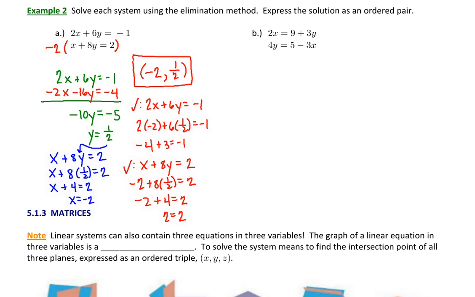And once again, graphically, this means that the two lines described by those two original equations would intersect in the ordered pair negative 2, 1/2. Okay, let's try another one.